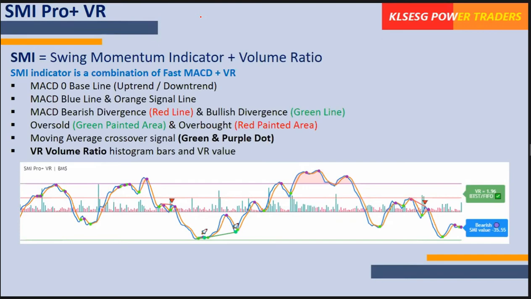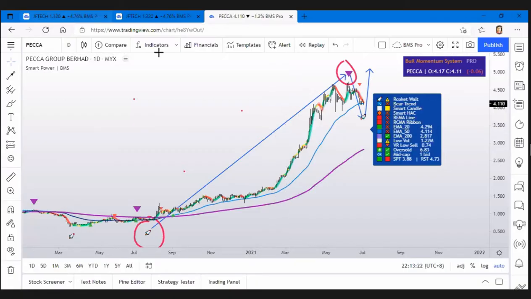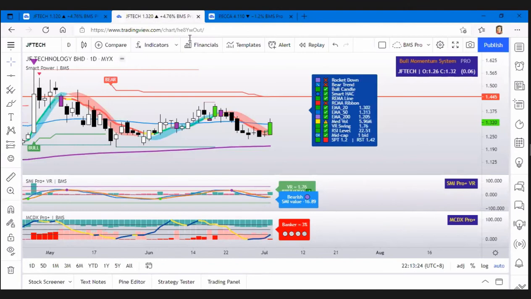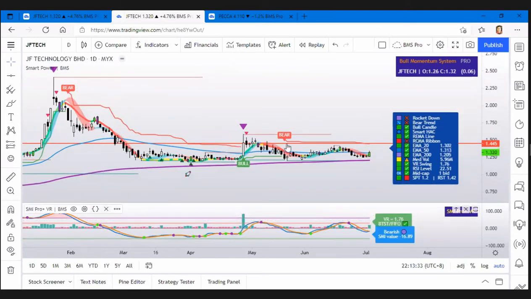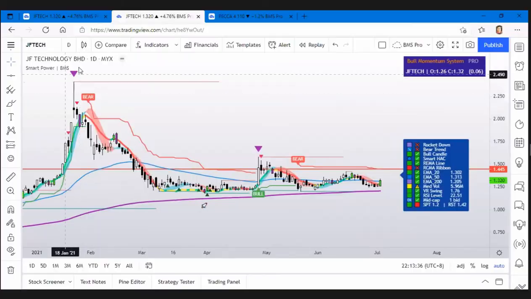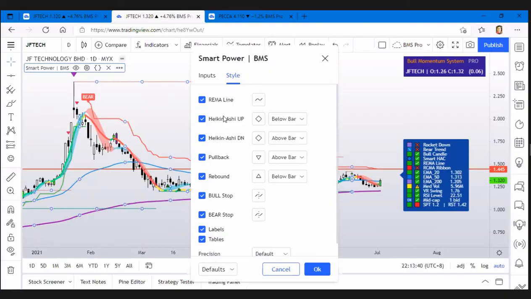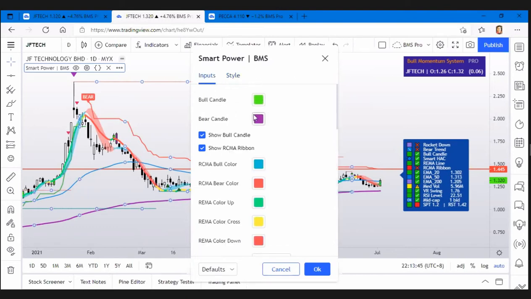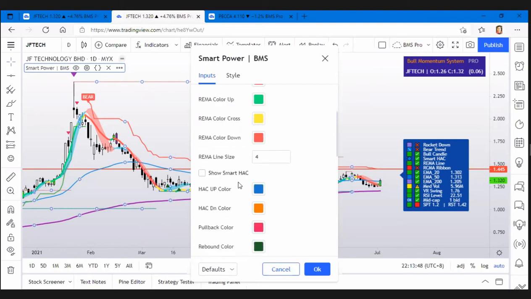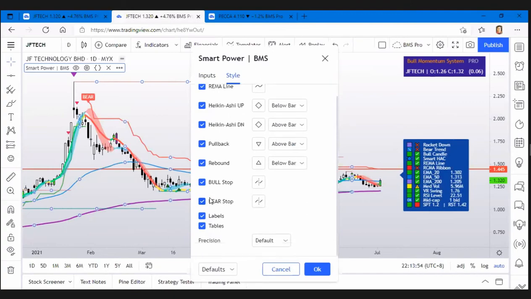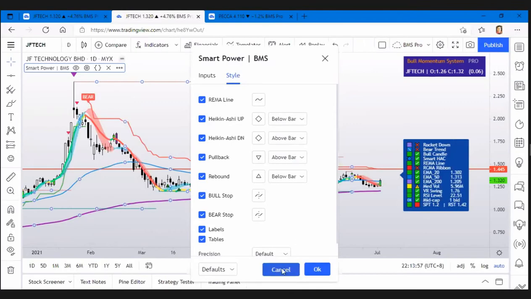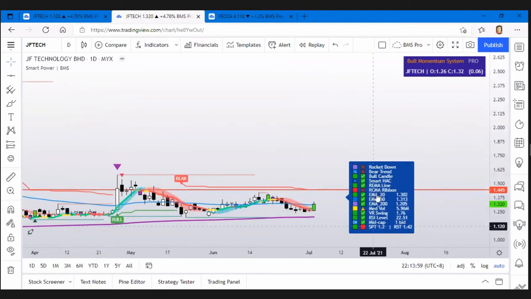Okay, I didn't explain the bull bear signal. This is before this. This is the complete Smart Power signals that all turn on, right? All this bull candle, bear candle, REMA, RCMA, all these are turned on, all ticked on. Only the Heikin Ashi I didn't turn on, all right? Only turned off. You can see here from this panel.